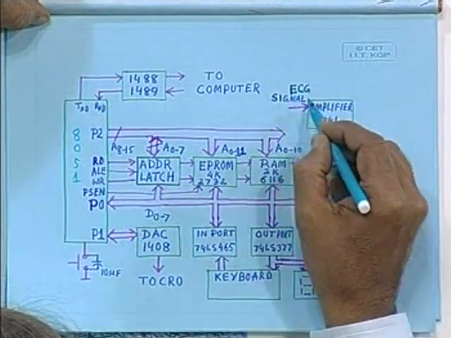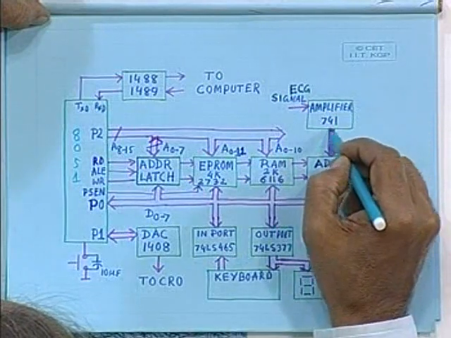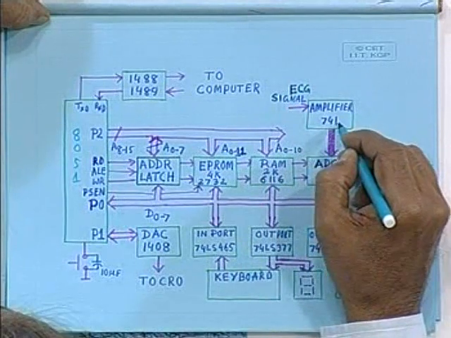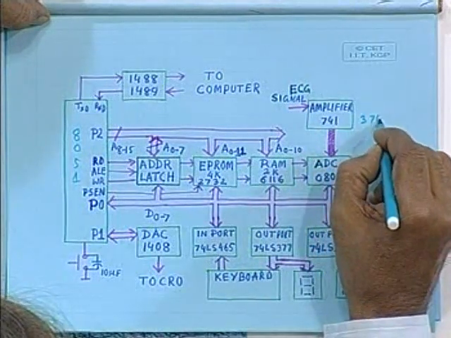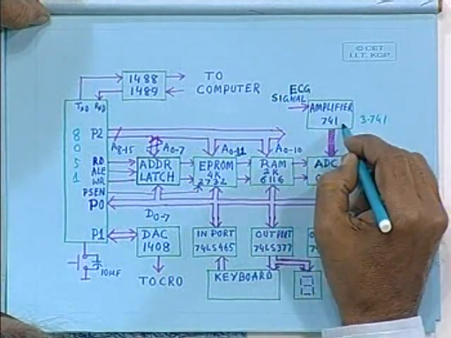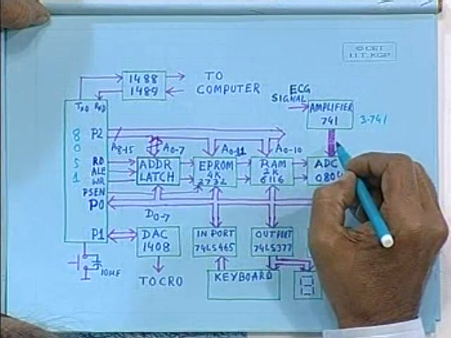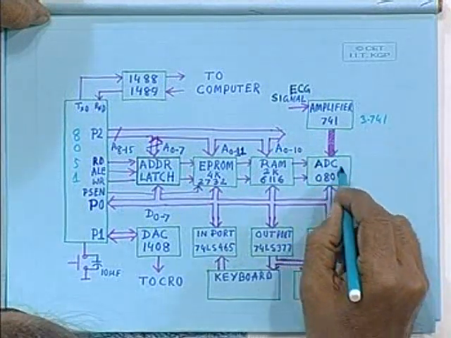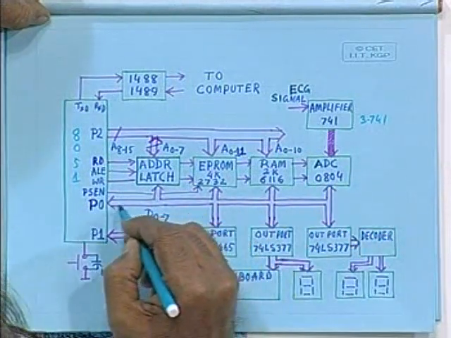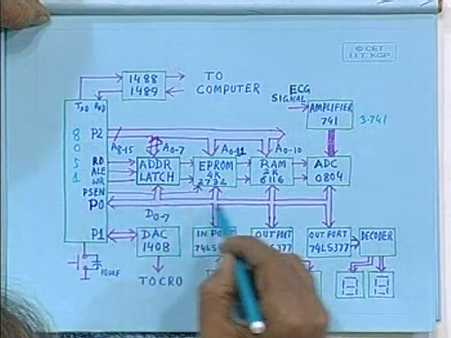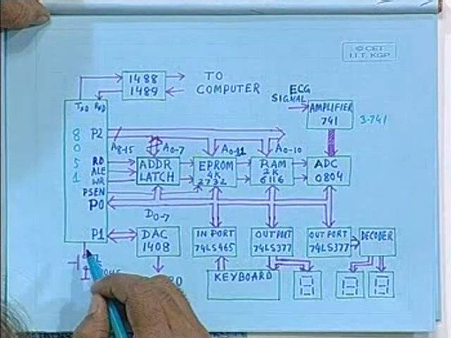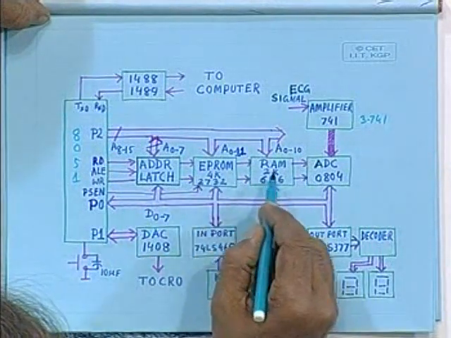And that amplifier is implemented with the help of 741s; not one 741, three 741s have been used to amplify the signal to get about 1 volt. An 0804 analog to digital converter is used, which is interfaced to the 8051 through the system bus implemented by using port P0 and port P2. EPROM and RAM are shown here.